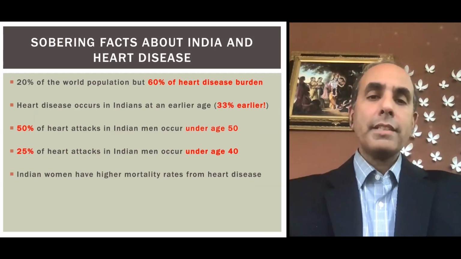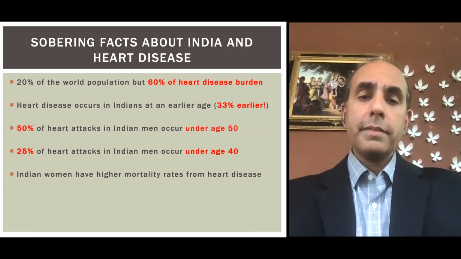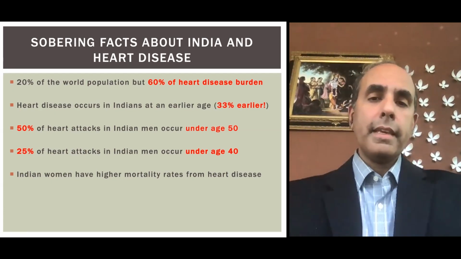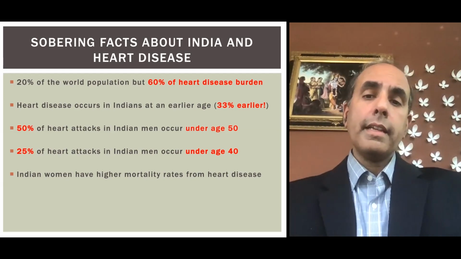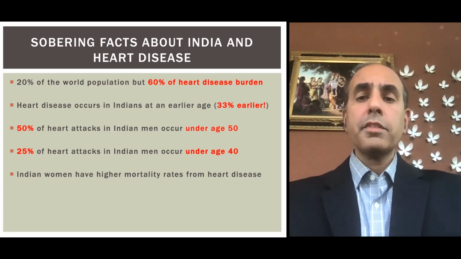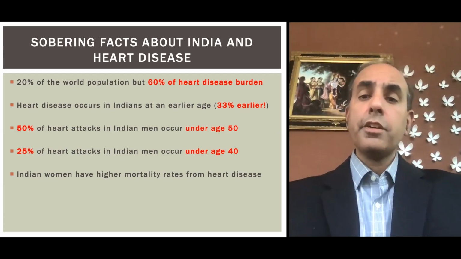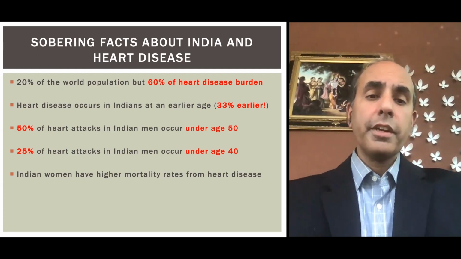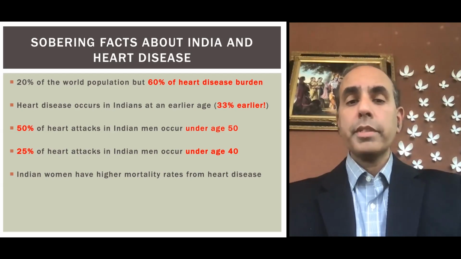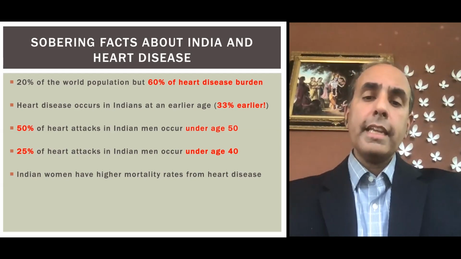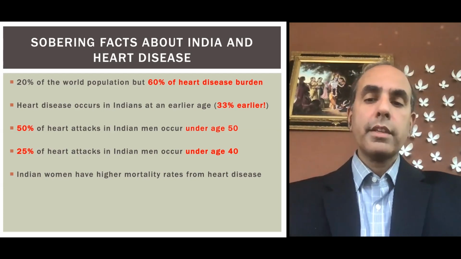But before I do that, some sobering facts about India and heart disease. 20% of the world population is represented by the Asian Indian community, but they consist of about 60% of the heart disease burden. Heart disease occurs in Indians at an earlier age, almost 33% earlier. 50% of heart attacks in Indian men occur under the age of 50. 25% of heart attacks, amazingly, in Indian men occur under the age of 40. And Indian women, too, have higher rates of heart disease-related adverse outcomes.